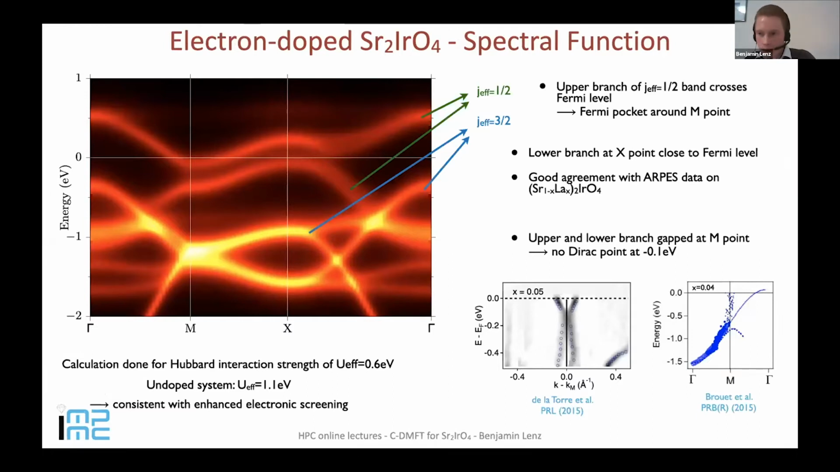You can once again identify the J-effective 1/2 and 3/2 bands, but this time we actually have a metallic phase, which you can see by the crossing of the Fermi level via the J-effective 1/2 band, which will then result in the Fermi surface in pockets, actually. So this is what I show on the next slide.